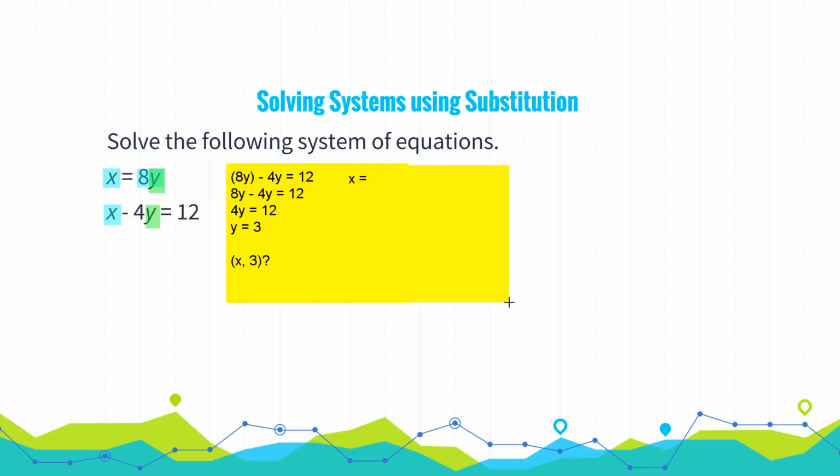So we have x equals 8 times 3. Because instead of y, we found that y and 3 are the same thing, so I'm going to substitute it in. Well, what is 8 times 3? You should get 24. So the point here, x is 24, y is 3. So these lines would cross each other at (24, 3).